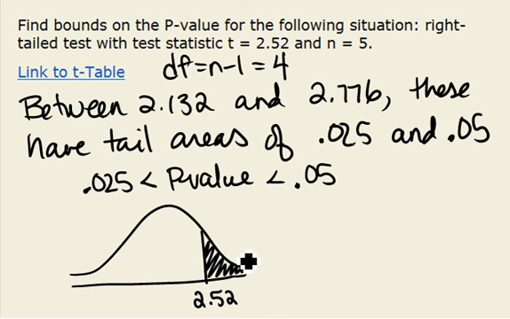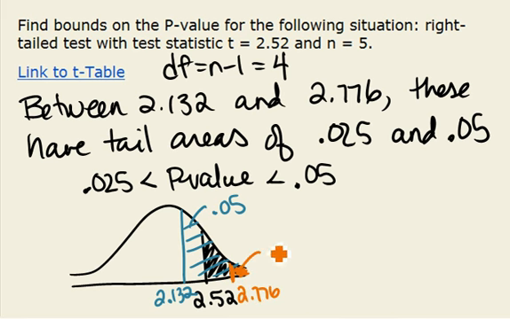What we can do is go into our table and find some different numbers that we actually have. We were able to find the number 2.132, which is smaller, so over here, and we knew that it had a tail area of 0.05. So this region is 0.05. And we also got the other bound at the number 2.776, which had an area of 0.025. So the region that we're looking for is between these two, so its area is between those two, giving us a p-value between 0.025 and 0.05.